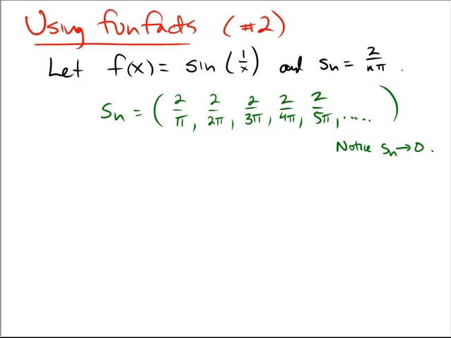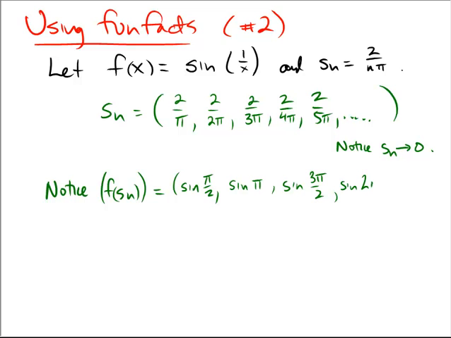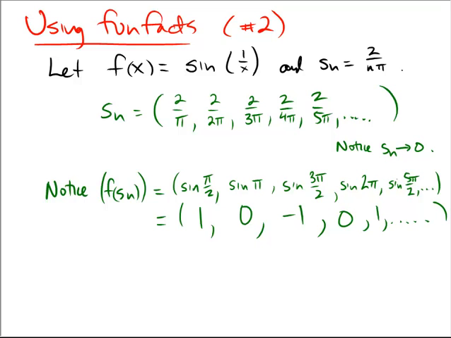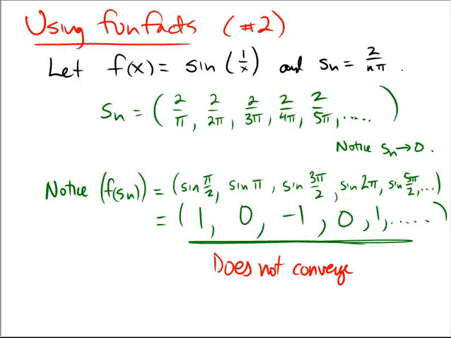Okay, but notice what is f of Sn? Well, first of all, since the function is the sine of the reciprocal of what we're looking at, this would be sine pi over 2, sine pi, sine 3 pi over 2, sine 2 pi, sine 5 pi over 2, dot dot dot. And from trigonometry, we know sine of pi over 2 is, let's see, that's top of the circle, so that's 1, that's 0, that's negative 1, that's 0, that's 1, dot dot dot. Right? So notice that this f of Sn sequence right here does not converge. It keeps cyclically going through 1, 0, negative 1, 0, etc.